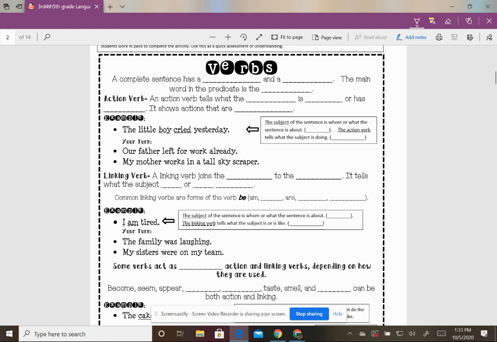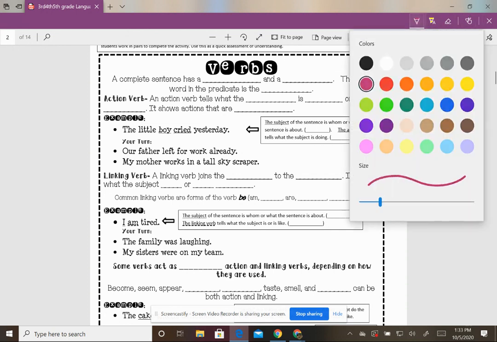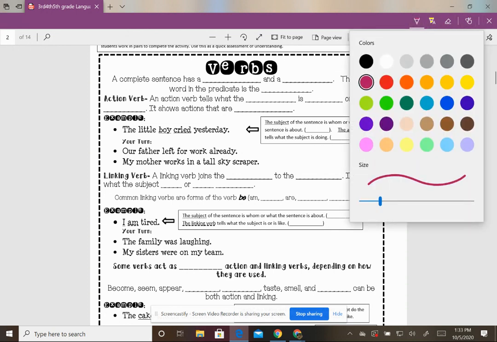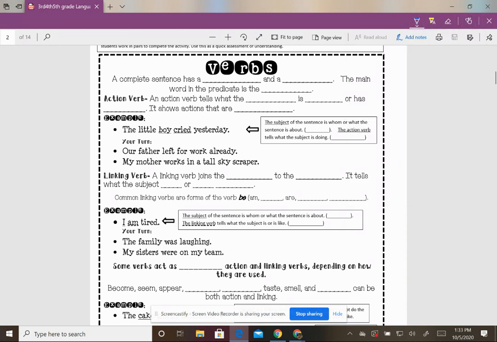All right, today we're going to start kind of transitioning over to verbs. Now, there are some things you probably already know about verbs just from past grades. One thing you need to know is that a complete sentence has to have two things, a subject and a predicate. Now remember, the subject is the noun of our sentence and the predicate is the verb. The main word in the predicate is the verb.